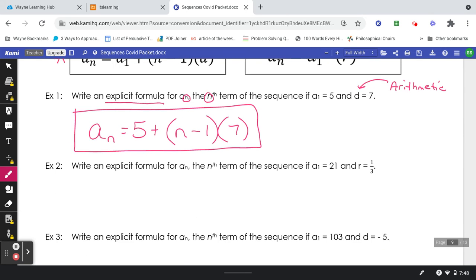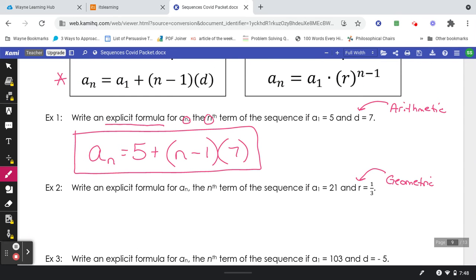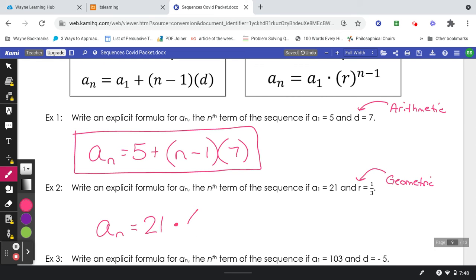Example 2, write an explicit formula. If the first term is 21 and r equals 1/3, so when you have that r, you know then it's geometric. So we're just going to put all the numbers in the correct place. We're going to do a sub n equals 21 and then multiply the 1/3 to the n minus 1. And we'll just leave it like that.